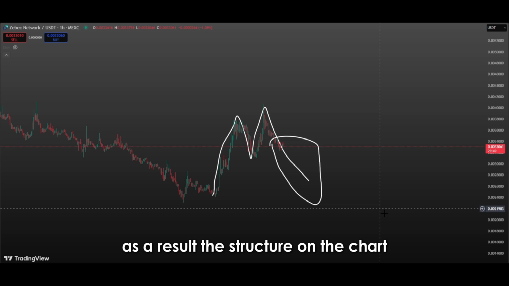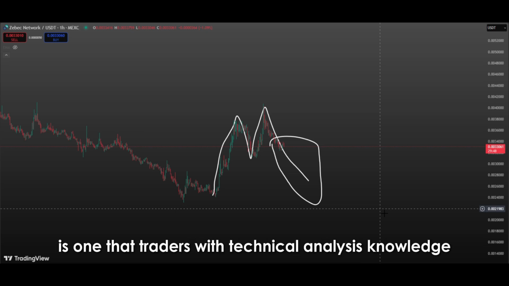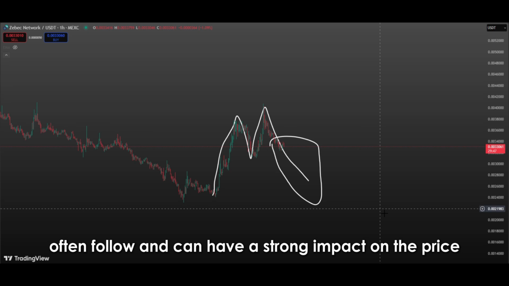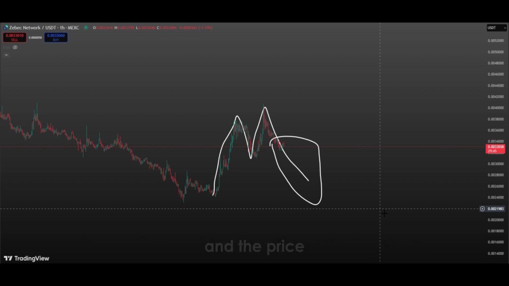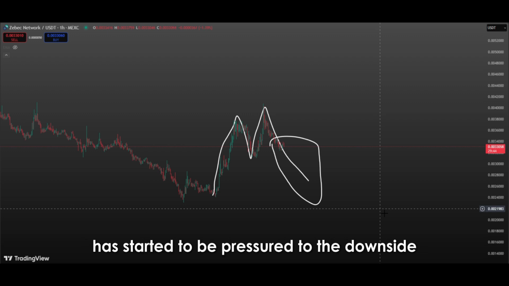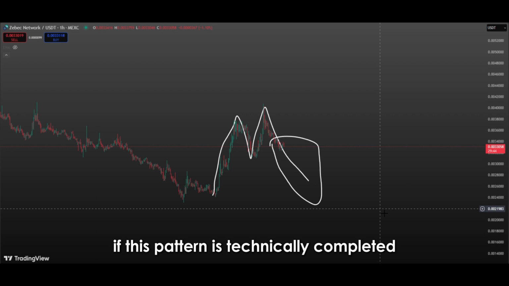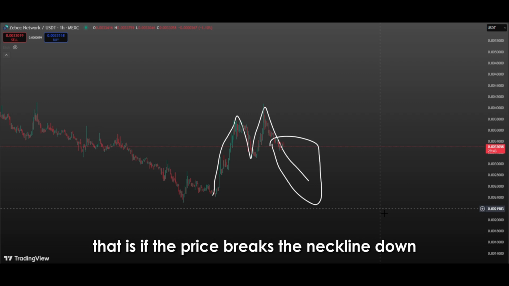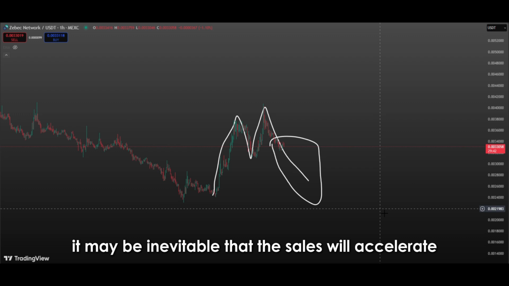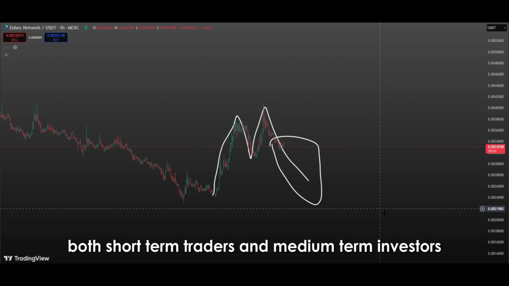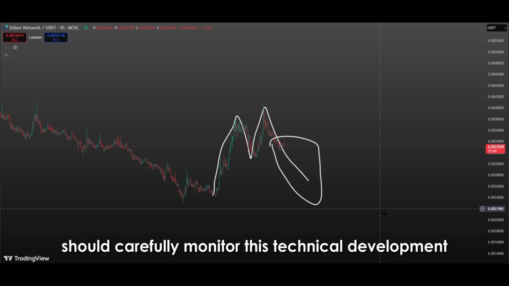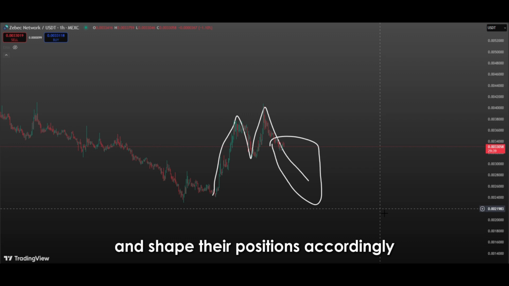As a result, the structure on the chart is one that traders with technical analysis knowledge often follow and can have a strong impact on the price when the pattern is completed. For now, the double top pattern has taken shape and the price has started to be pressured to the downside. If this pattern is technically completed, that is, if the price breaks the neckline down, it may be inevitable that the sales will accelerate and the decline will deepen. For this reason, both short-term traders and medium-term investors should carefully monitor this technical development and shape their positions accordingly.